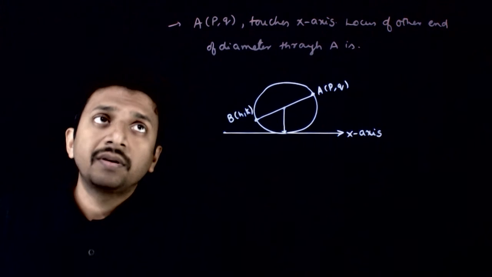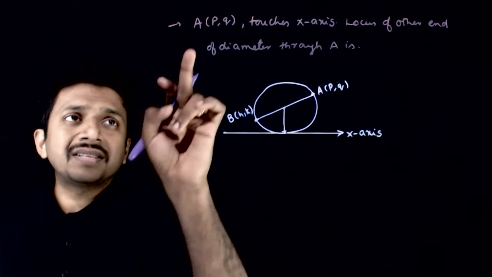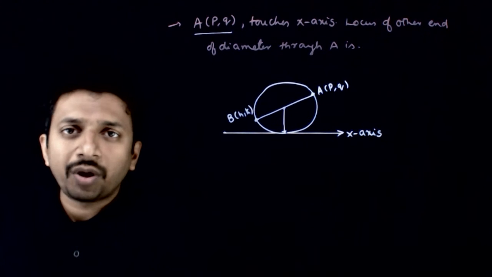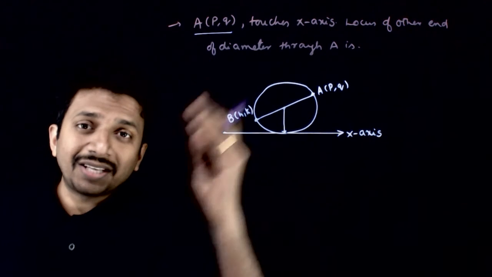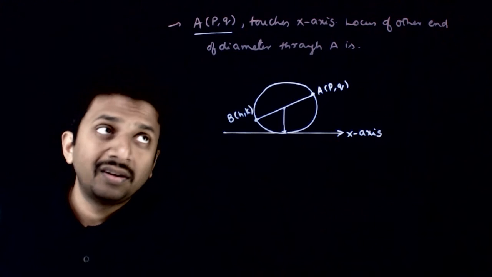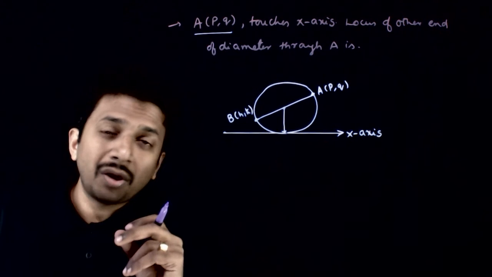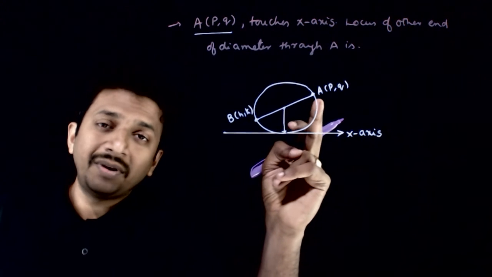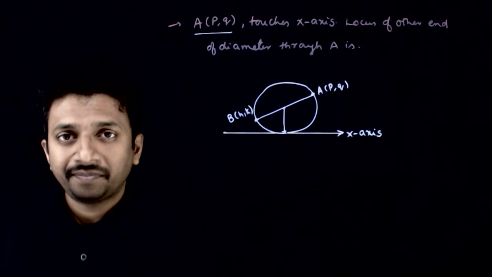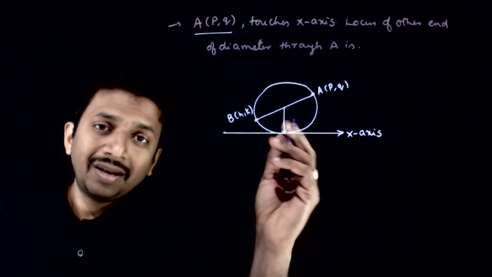So welcome students. In this question you're given a circle which passes through a fixed point P(p, q) and also touches the x-axis. If that is so, what is the locus of the other end of the diameter through P? So let us draw the diagram.